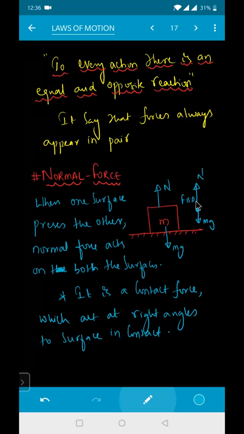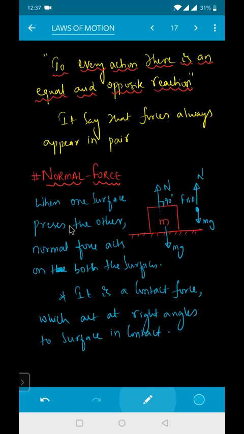Clear for everyone? Normal is always perpendicular to the surface. Here it makes an angle of 90 degrees with the surface in contact. Even if you extend it in the downward direction, it makes 90 degrees. So normal force always acts perpendicular to the plane of the surface at the point of contact. The plane of the surface is the common tangent, and in any case, you should always take the normal perpendicular to the surface of contact. Is it clear for everyone?